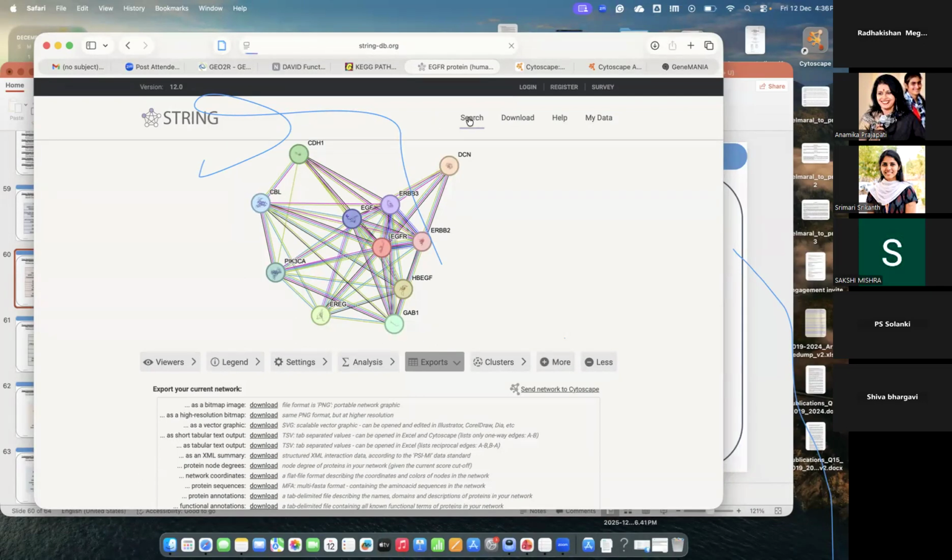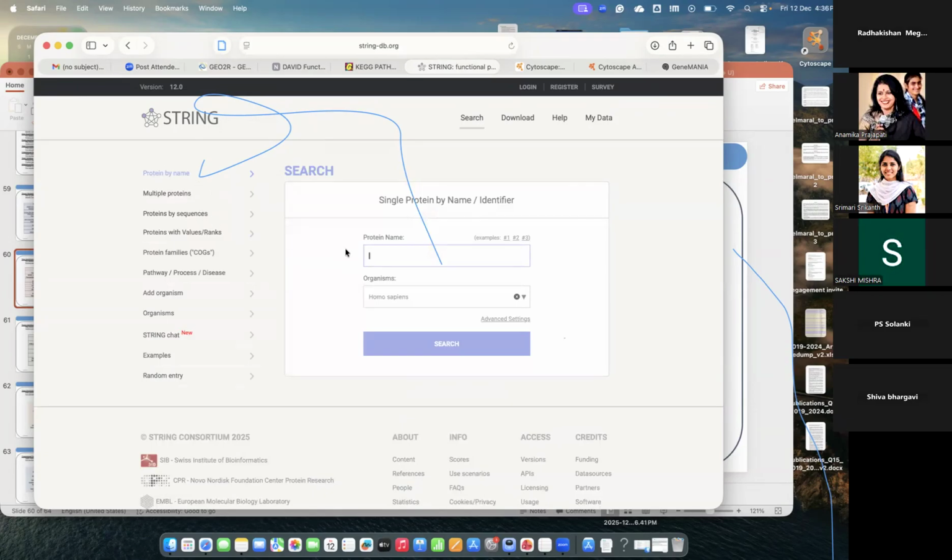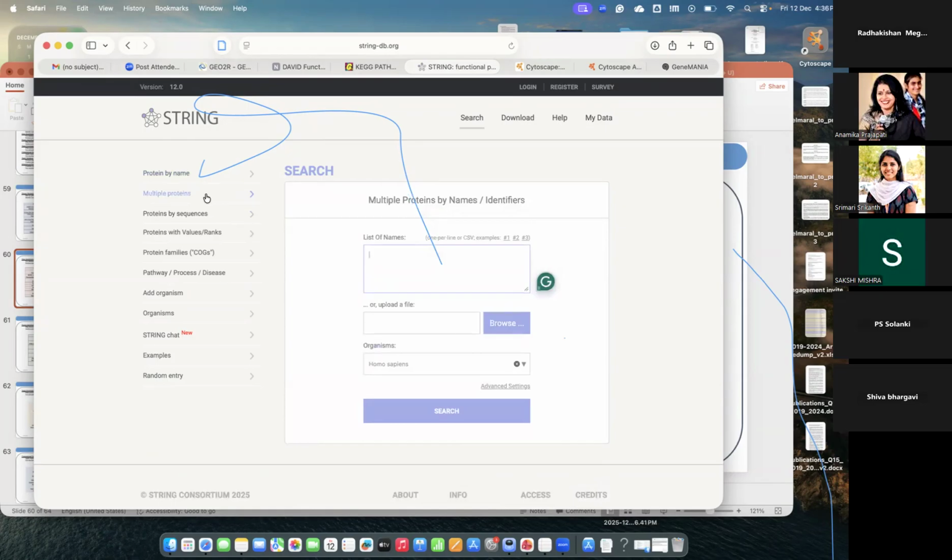In STRING, for a single protein you use the protein name, or if you have a list of proteins, you use multiple proteins, and you have to paste the multiple proteins line by line. For example, EGFR, and below that you have to again type the next protein. If you find it difficult to paste, you can upload the file. Here the criteria is given like one per line or CSV format.